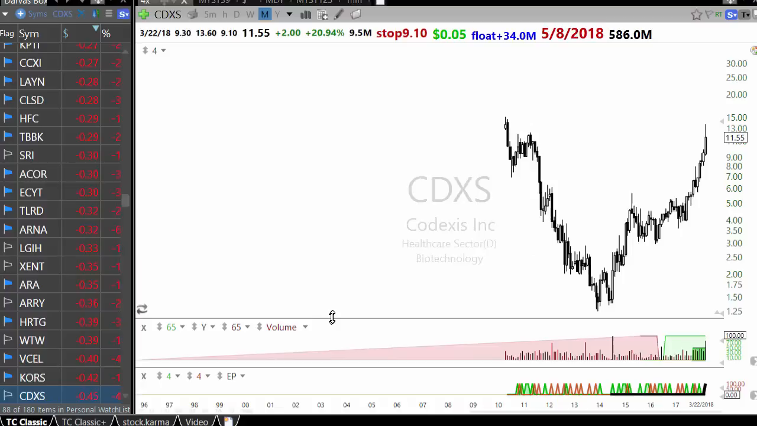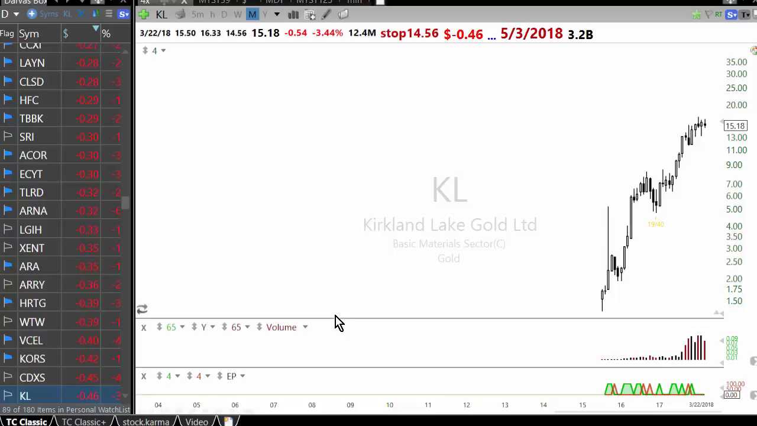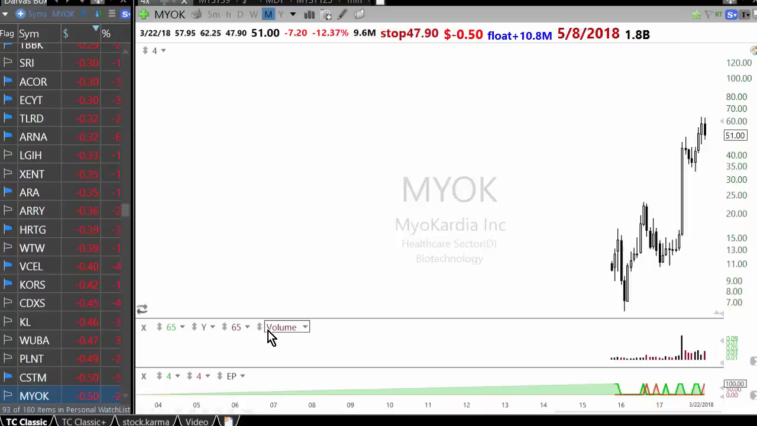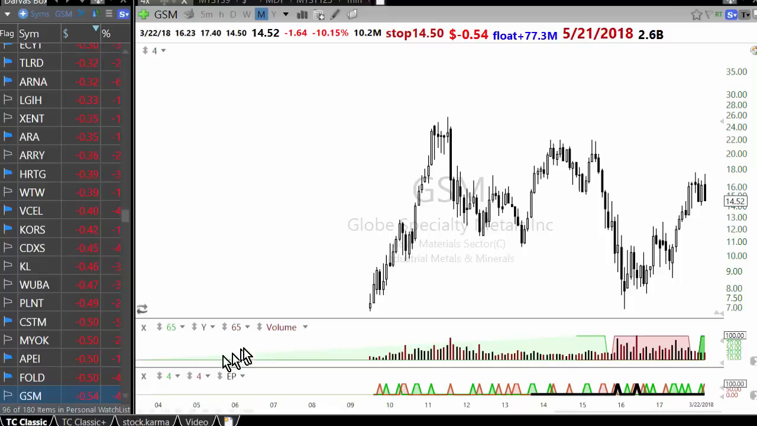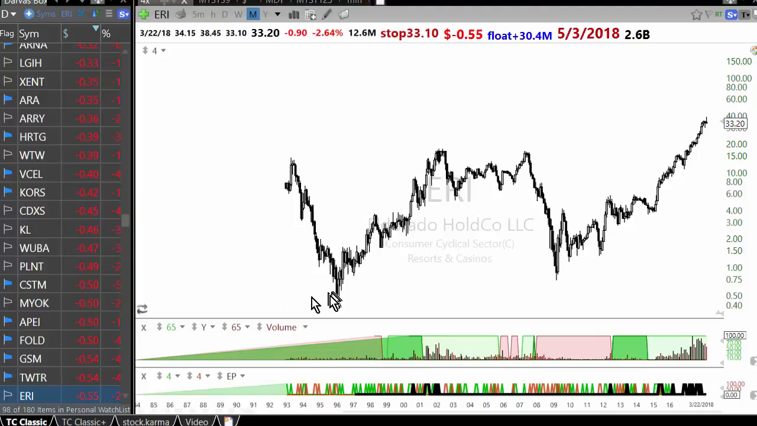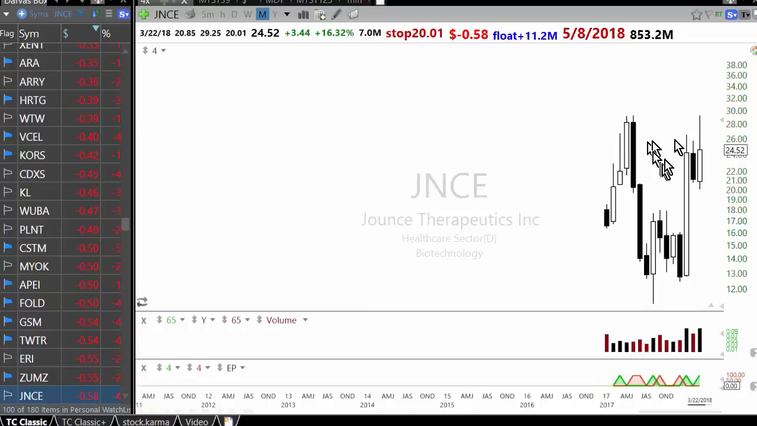This is Codexis, okay? It's almost at all-time high, so I will keep it for the time being. Kirkland is there, Uba almost at high, Planet Fitness. This is not at all-time high, so this goes. Twitter is not at all-time high. Eldorado Gold holding is not at all-time high. This is almost, so I'll keep that.